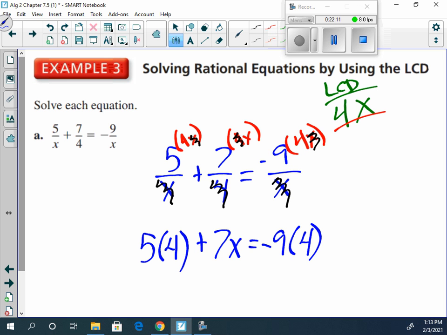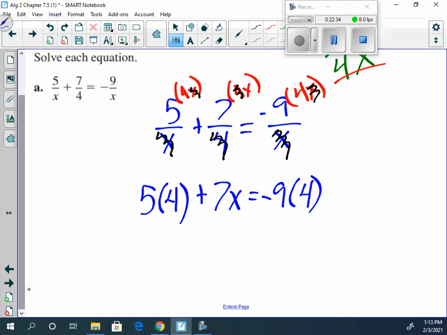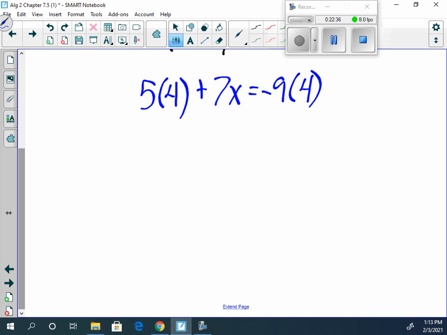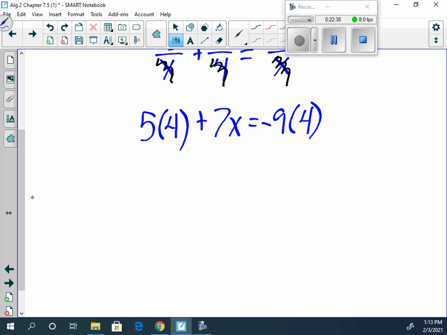Now, if we'd have multiplied by that extra x, what we'd end up getting was 5 times 4x plus 7x squared is equal to negative 9 times 4x. So what we end up getting is an extra value of x. And we'll look at that here in a minute. We're mainly going to look at this one here first. Let's go on and solve this here.